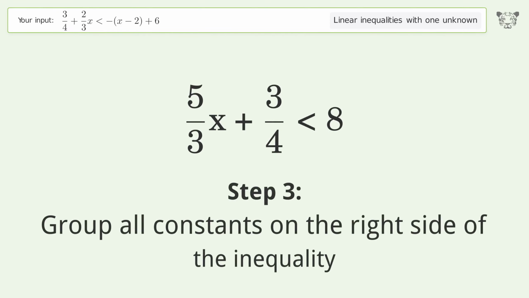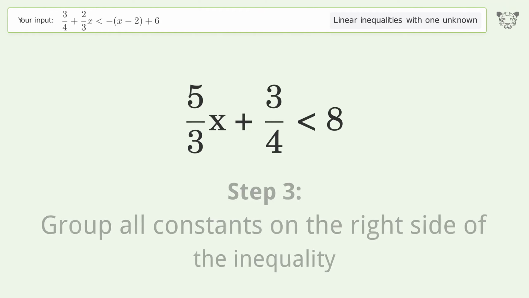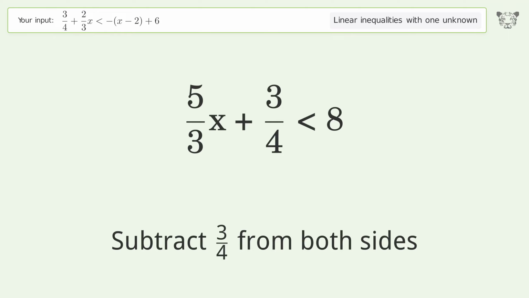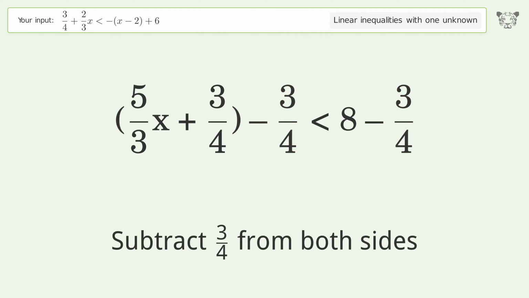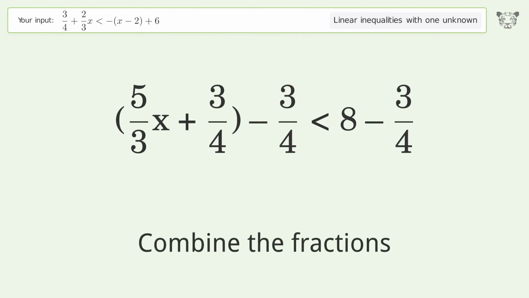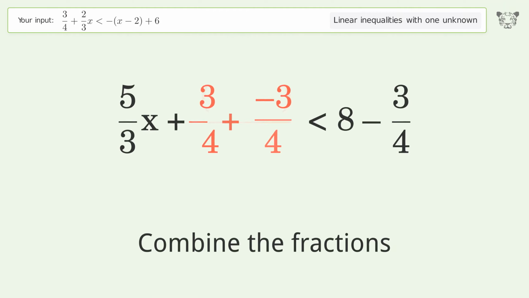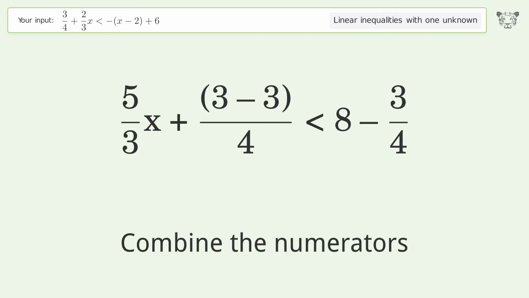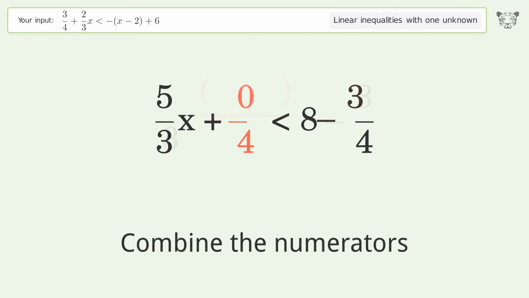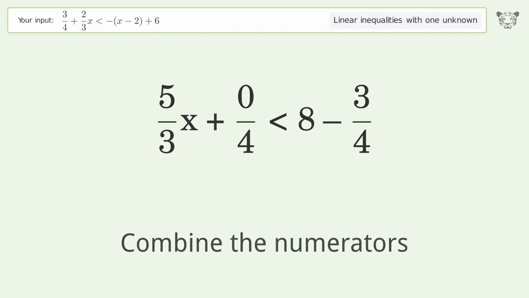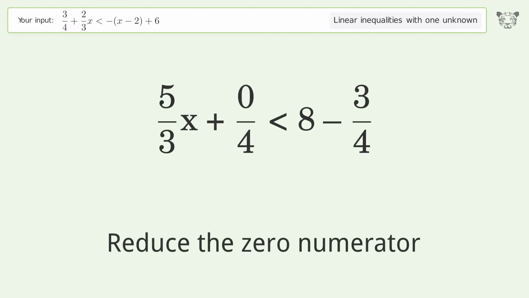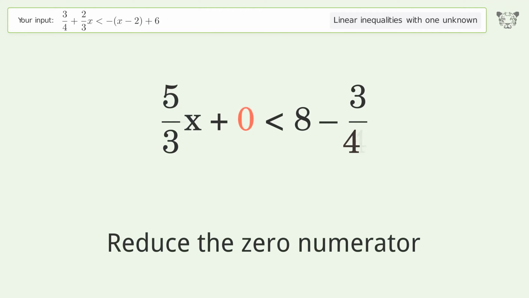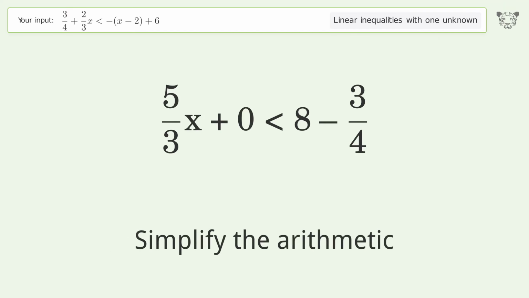Group all constants on the right side of the inequality. Subtract 3 over 4 from both sides. Combine the fractions. Combine the numerators. Reduce the zero numerator. Simplify the arithmetic.